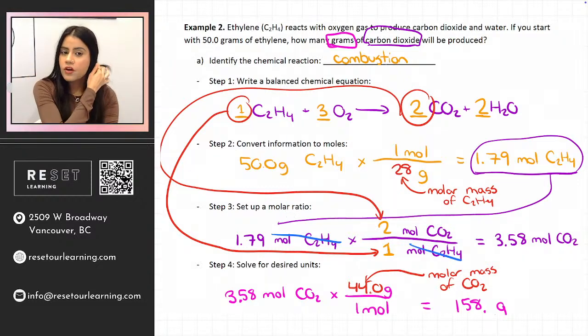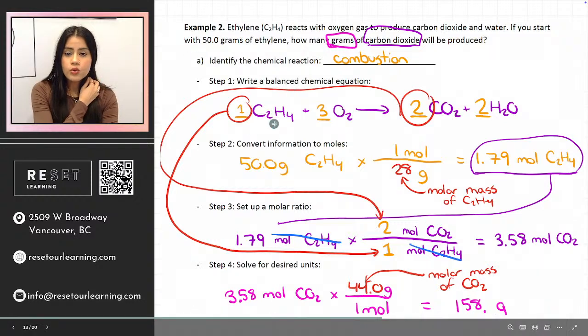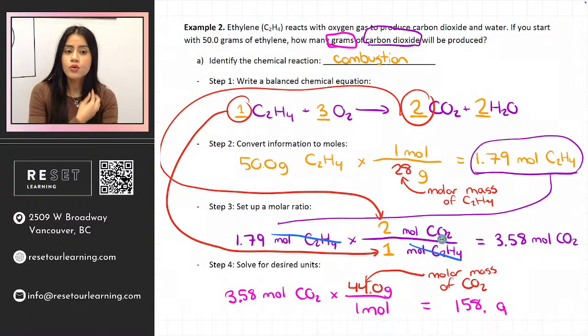Okay, let's do it with carbon dioxide. For every 1 mole of C2H4, I need 2 moles of carbon dioxide. So 1.79 times 2 mole over 1 mole. Again, desired goes on the top, what's given goes on the bottom. You'll cancel it out. You'll get 1.79 times 2, which is 3.58 moles of carbon dioxide.